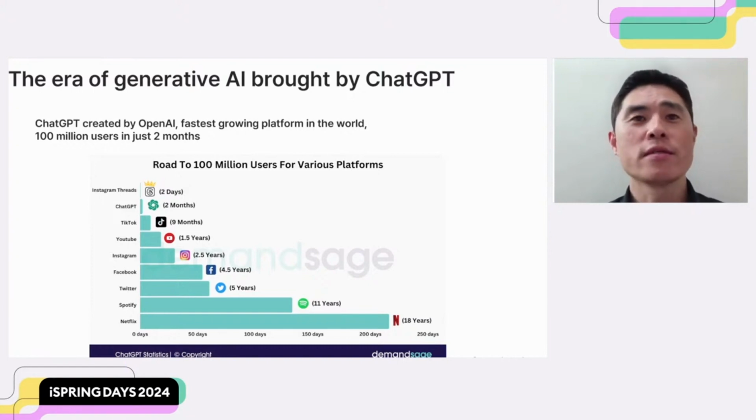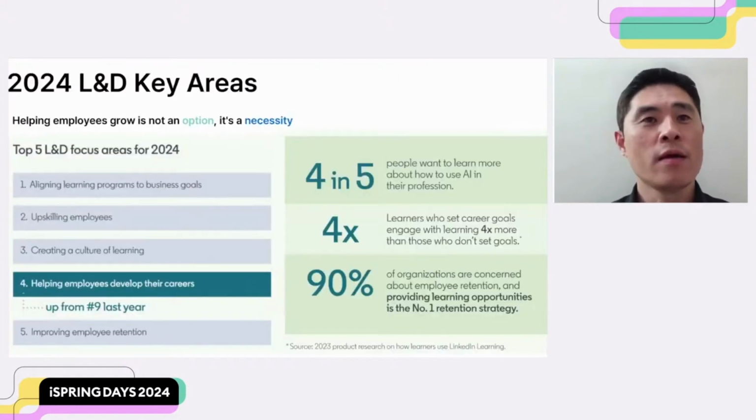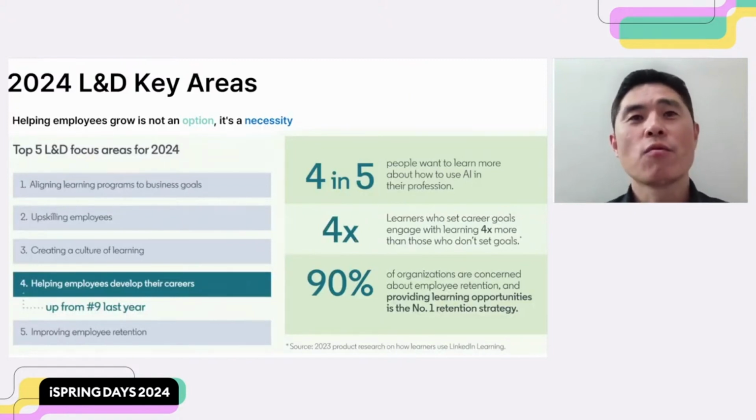So artificial intelligence is increasingly entering our daily life. In particular, education is one of the areas where change is happening faster than in any other industry. The most important part of L&D in 2024 is aligning training with the business goals. Upskilling employees and creating a learning culture is also important, but the real focus should be on helping employees develop their careers, which is up 9 notches from last year. In school, it's becoming increasingly important to help students learn at their own pace.